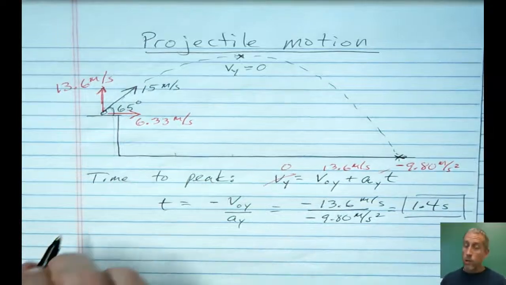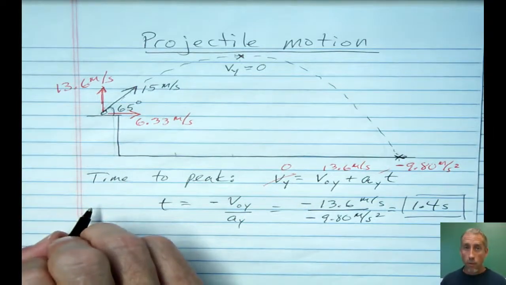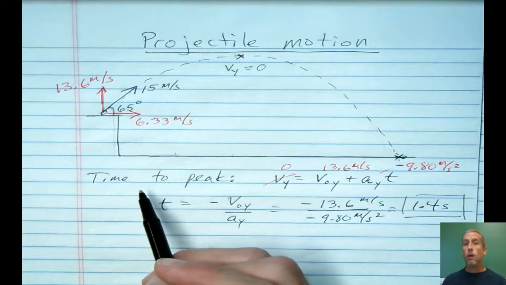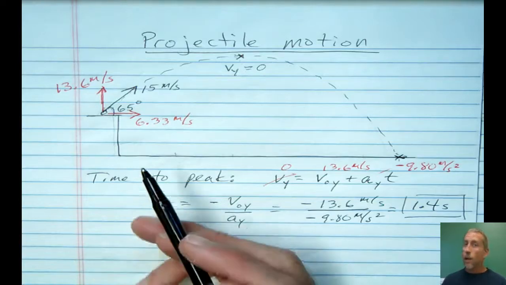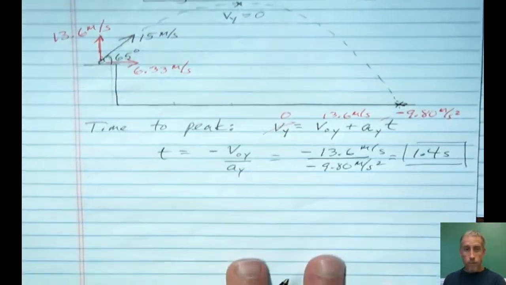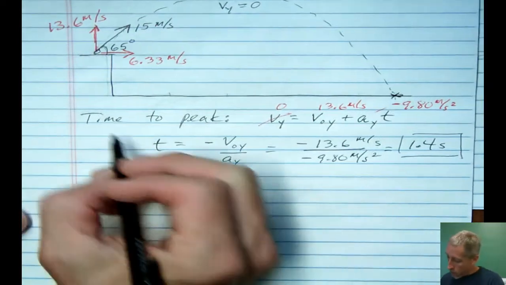Now, as we do with any kinematics, we've got to be very mindful of directions. So because my initial velocity was up, but my acceleration was down, I have to give those different signs when I plug it into the math equation. So that's the time to the peak.